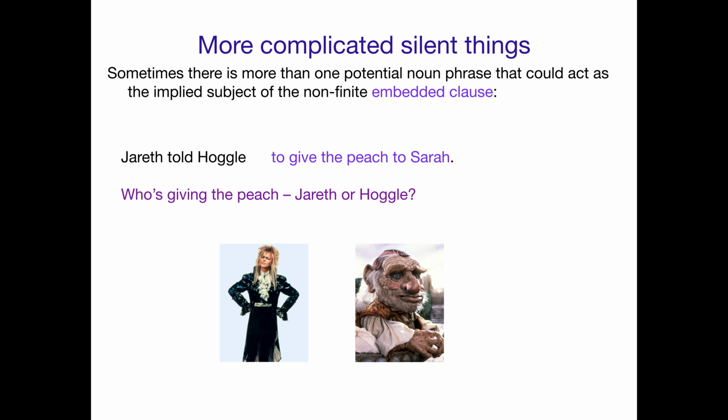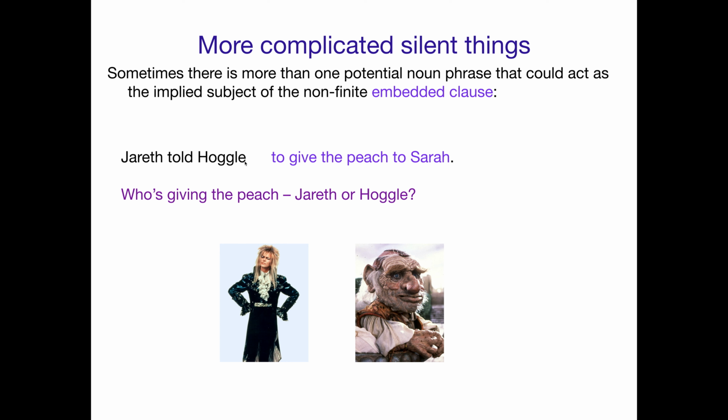So sometimes there's more than one potential noun phrase that could act as the implied or silent subject of the non-finite embedded clause. So in the example here, Jareth told Hoggle to give the peach to Sarah. The non-finite, that is no tense, embedded clause is to give the peach to Sarah. So the question is, who is the subject of give? Who's the one doing the giving in this embedded clause?